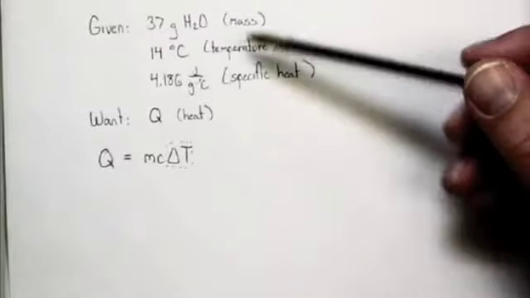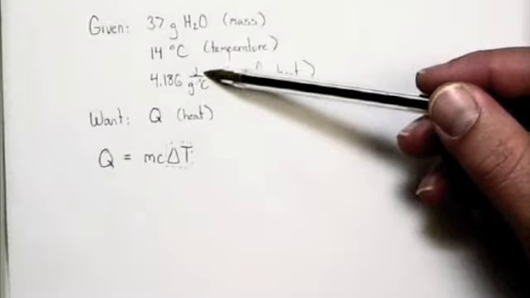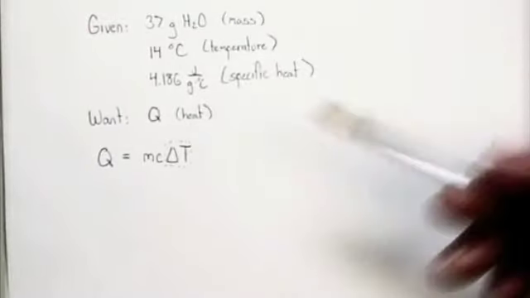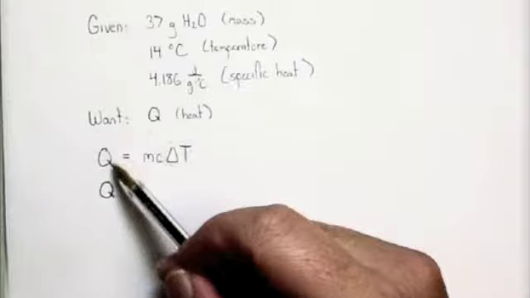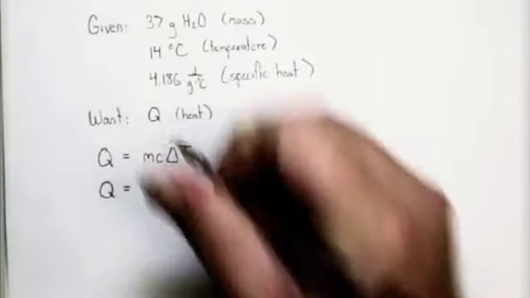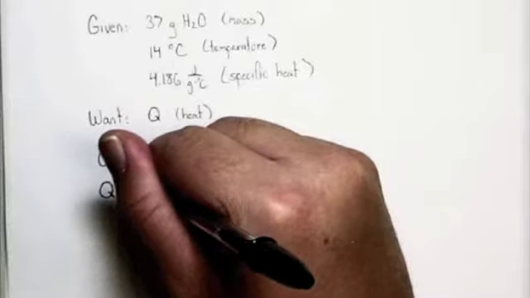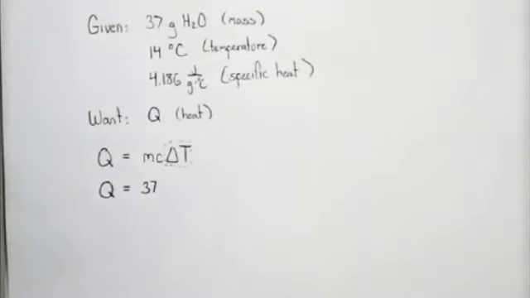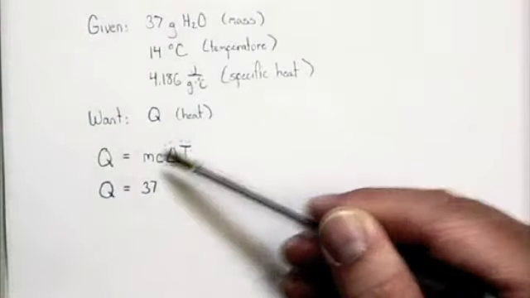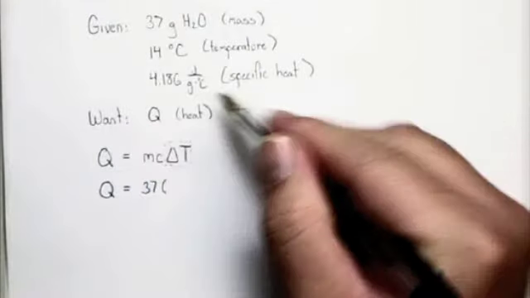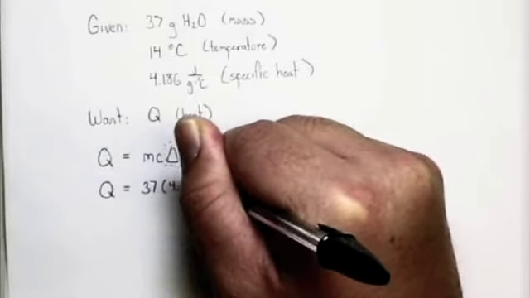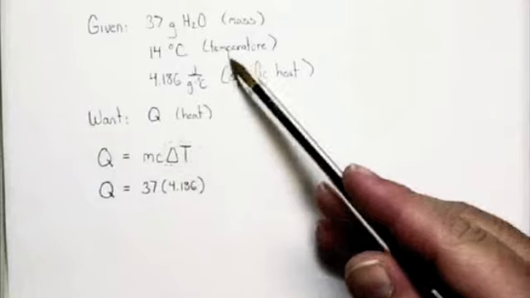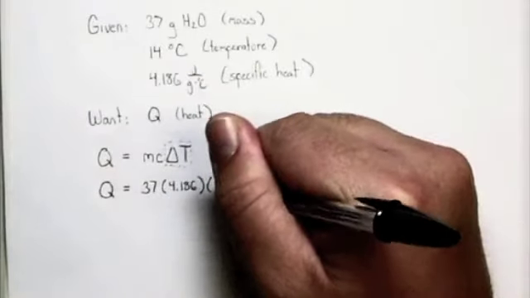Now what I'm going to do is use my givens and substitute them into this equation. So I'll go right below where this was, and I'll rewrite the things I don't know. I didn't know Q, so I can't substitute anything in. I do know the mass, though. The mass was 37 grams. So I can write down that number. I don't have to put units with this. I can just use the number. So 37 times the specific heat. The specific heat was 4.186. Times the change in temperature. Well, the change in temperature was 14 degrees.